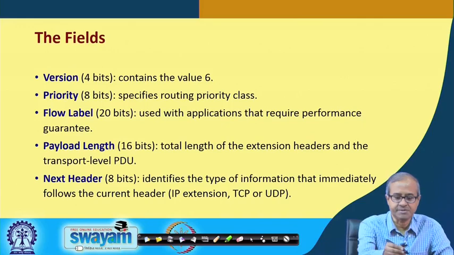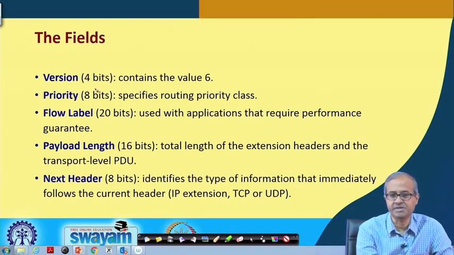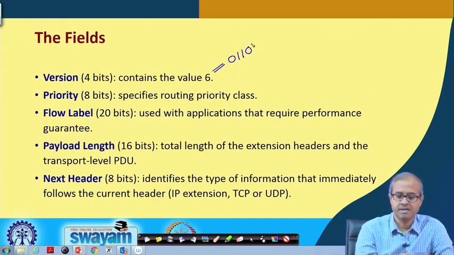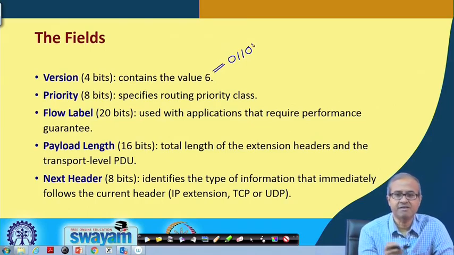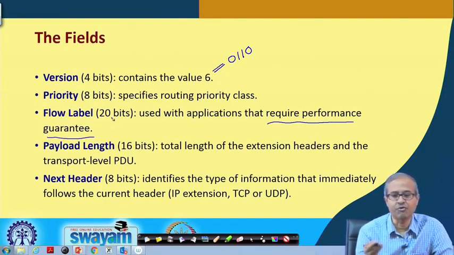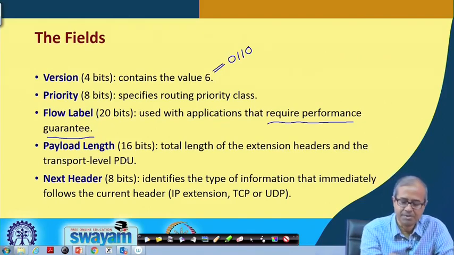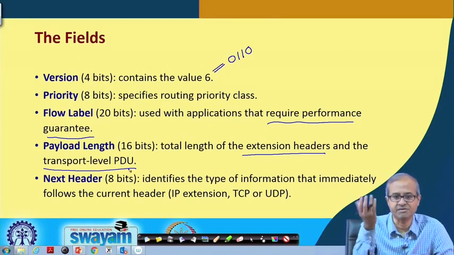Now, talking about the fields I have already mentioned, let me go through this quickly. This version I told you about, this is a 4-bit field. IP version 6, it will contain the value 6, which in binary is 0 1 1 0. Priority specifies the routing priority class. Higher priority packets will be handled faster by the routers. Flow level, this is particularly used for real time application, where there are applications that require performance guarantee. So, flow level contain relevant information. This will contain some specific ID or code which will allow the packets to follow a particular path, for example. Payload length is the total length of the extension header plus the transport level protocol data unit, that means the data you are sending.